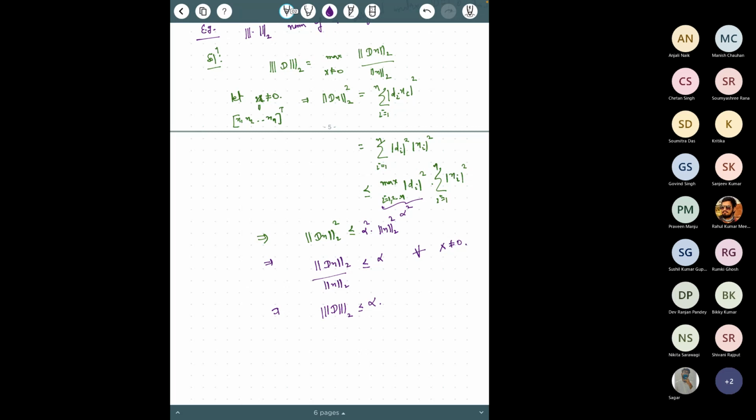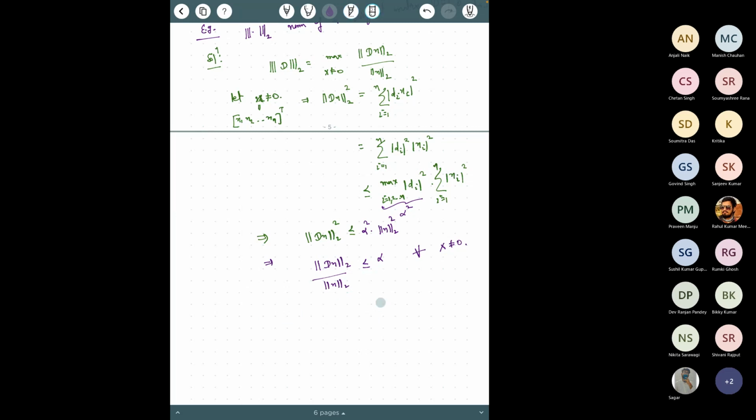So we will show that, from here we have found an upper bound. We have found one upper bound which is alpha, and we will show that this alpha is actually equality. So here we will show equality by showing that there exists a vector x for which this alpha is attained. That means for which this ratio is equal to alpha.